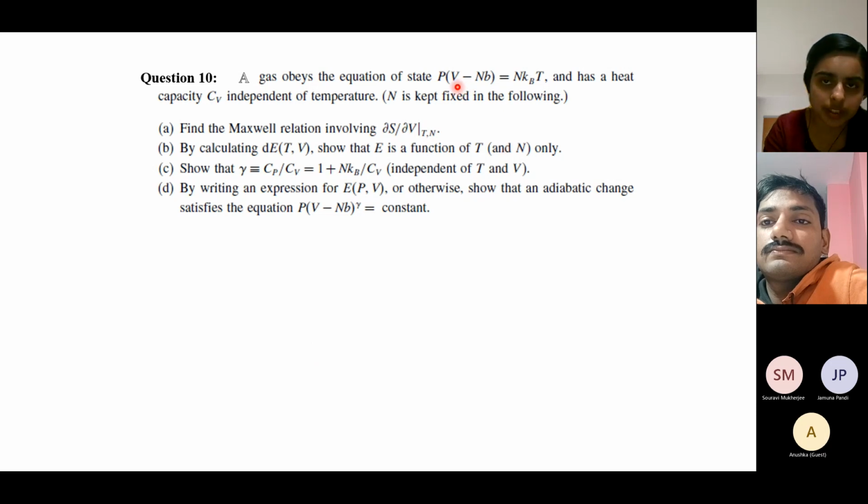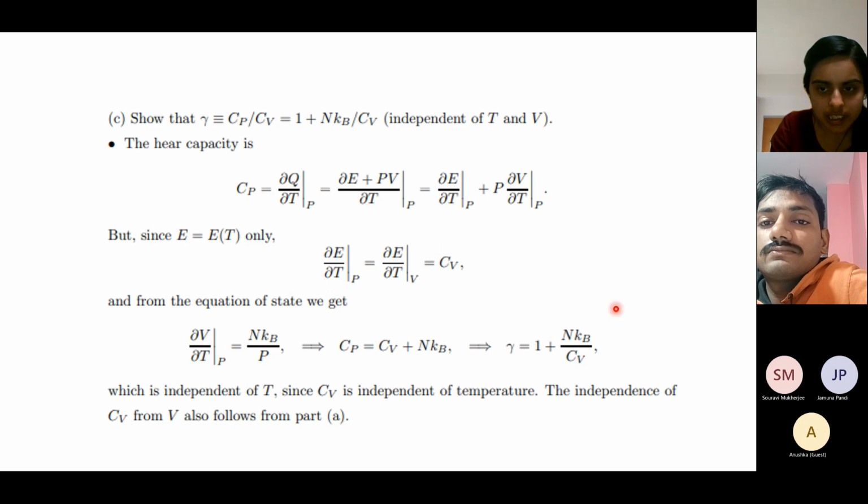So if I go back to my question, here you have the expression for pressure. You can write pressure equal to N kBT by V minus NB, and from there you can find del square P del T square. You'll see that it should be 0, and that would tell you that CV is not dependent on the volume. So what is told here is that the independence of CV from V also follows from part A.